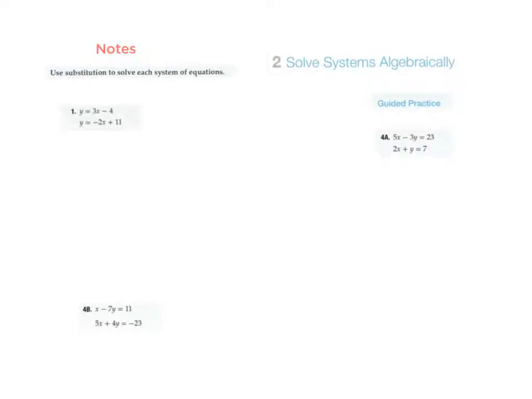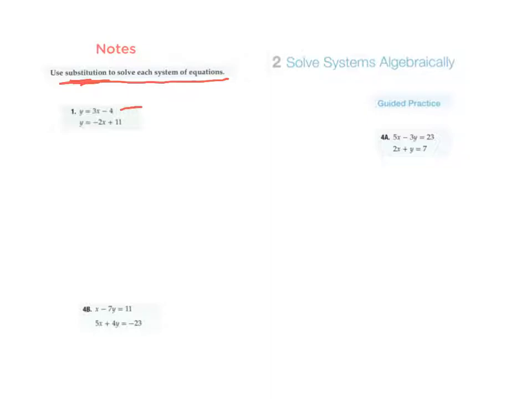So what we're going to do now is solve a system of equations, but not by graphing like we did in the last section. We're going to use what's called the substitution method, which we want to use anytime you have a variable by itself. So right here we have y equals 3x minus 4, and we also have y equals negative 2x plus 11.